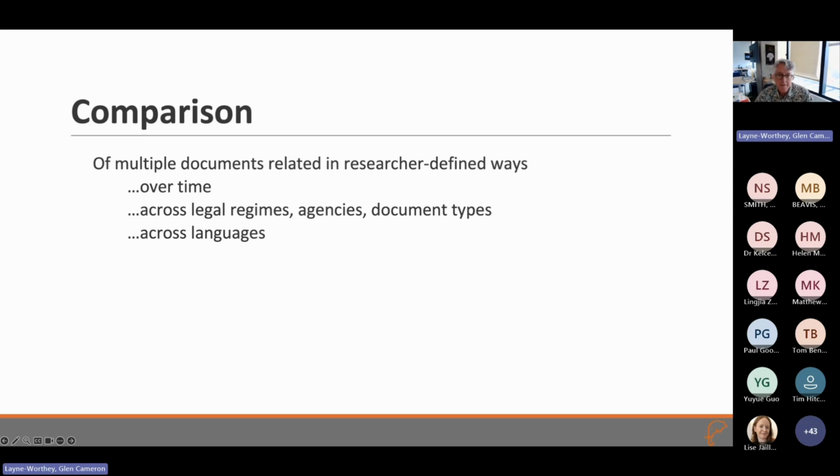Comparison, I think scholars want to compare multiple documents in ways that the scholar herself knows about, comparing documents over time or documents across legal regimes or government agencies in the case of government documents, or document types. Is legislation the same as decrees, presidential decrees, or conversation or letters, right? The same topic can be addressed across these document types, and we want to be able to compare those. I think we also want to be able to compare documents across languages, and AI and machine translation can help with that, again, as long as it is maximally reliable.